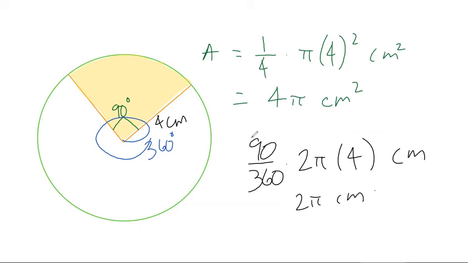But don't forget, we still need to add these two radii because that also makes up the entire perimeter. So the perimeter would just equal 2 pi centimeters plus 2 times 4, in other words, just 8 centimeters in total.